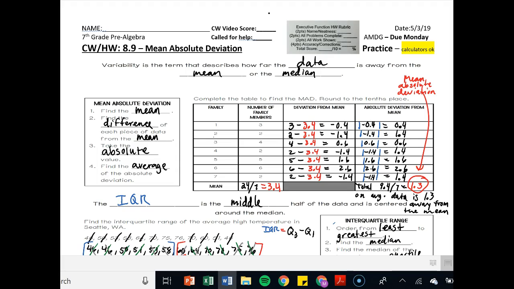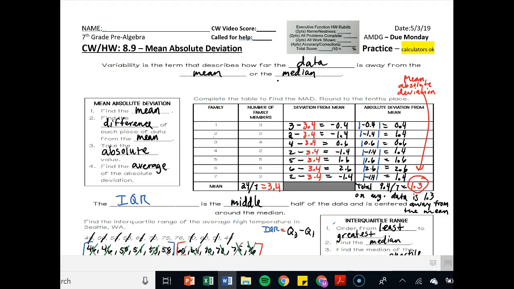The main idea is that when we have data, we have variability in it. It means it's a way to describe how far the data is away from the mean or the median. So those measures of center, not every dot falls right in the center when we're talking about data. Sometimes they're above the center, sometimes they're below the center. And today what we're trying to figure out is how far away from the center they are.